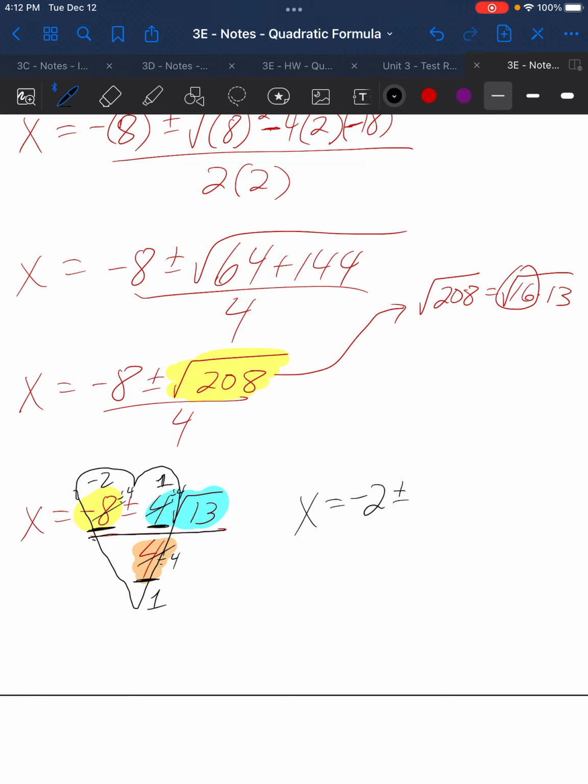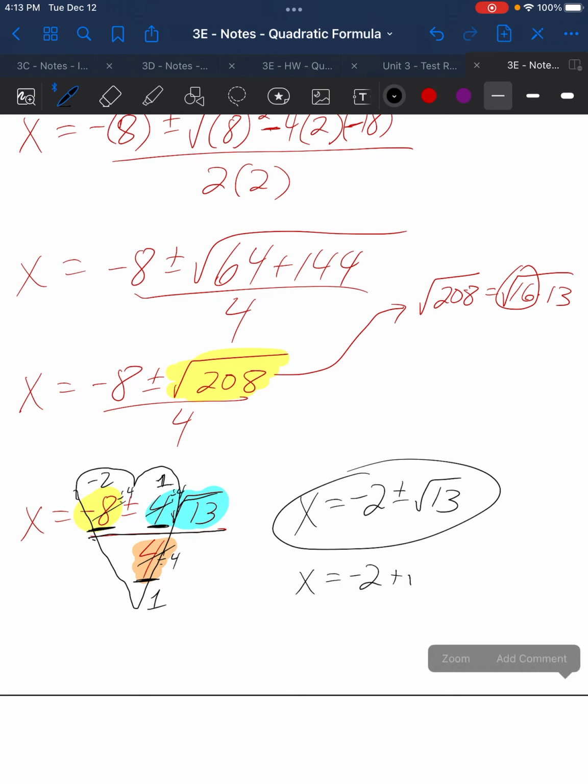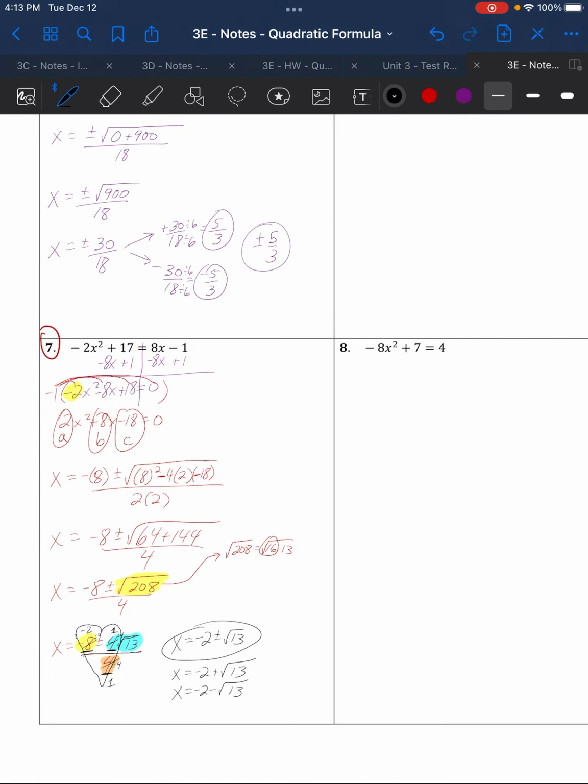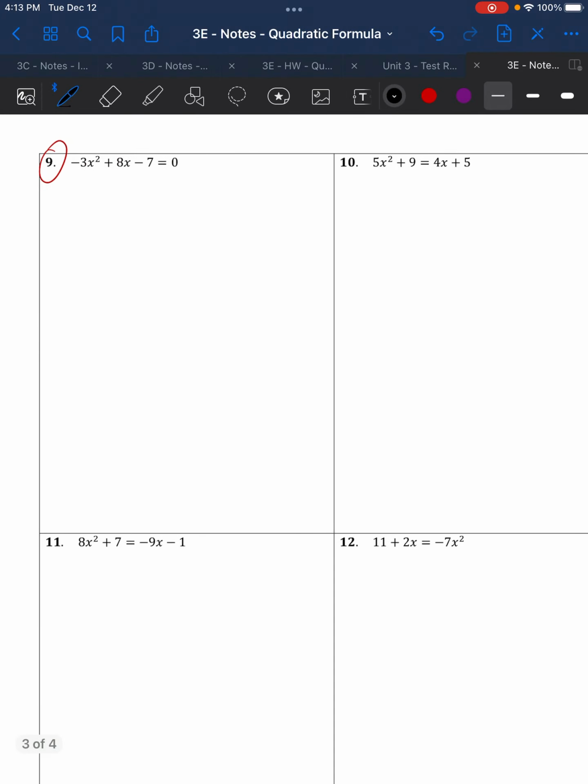So rewriting this, we have negative 2, that's a term. 1 times square root of 13. 1 times anything is anything, so square root of 13. And we're going to divide by 1. Well, dividing by 1 doesn't change it, so we're not going to actually have that. So here's your 2 solutions. You want to write them out separately. There's negative 2 plus the square root of 13 and negative 2 minus the square root of 13. Those are your 2 solutions, but you can write them all together. That'd be fine too.